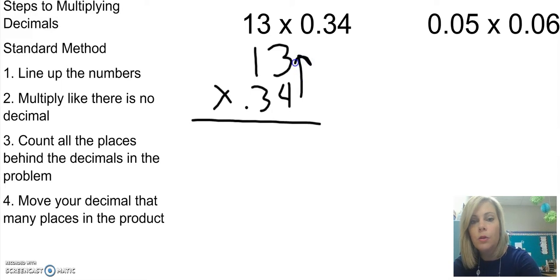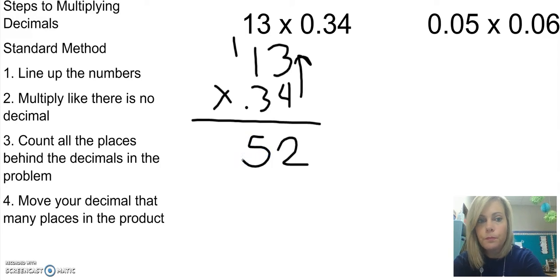I'm going to multiply my 3 times my 4, and that is 12. I'm going to multiply my 4 times my 1 and add my 1, and I've got 5. So I actually started multiplying before I needed to go to the next step. We lined up the numbers, and we multiply like there is no decimal there. So Mrs. Behrens just started multiplying because she knows that step, but you guys do not. So we're going to pretend like that decimal's not there until the end of the problem, until we have our product.